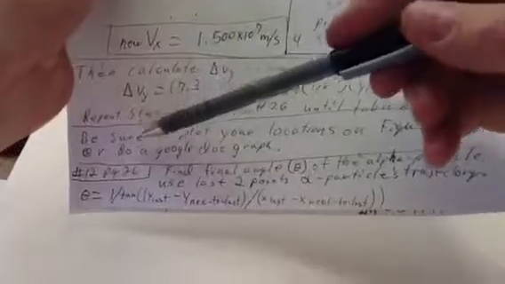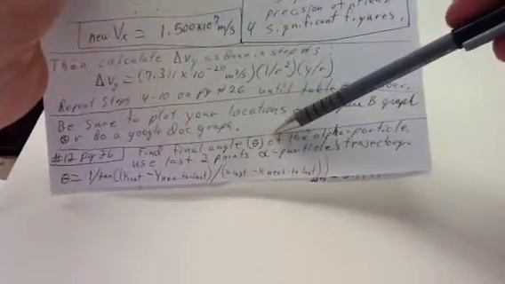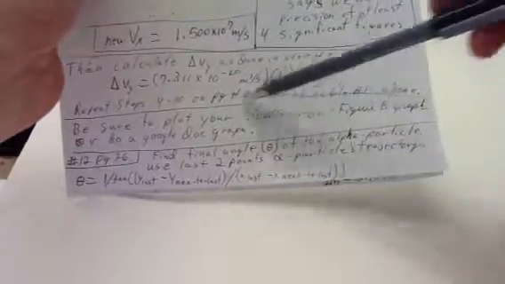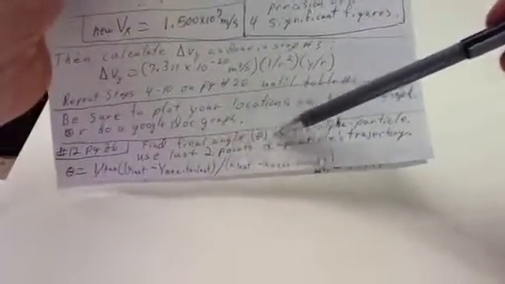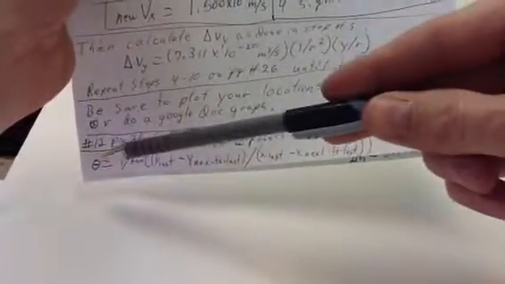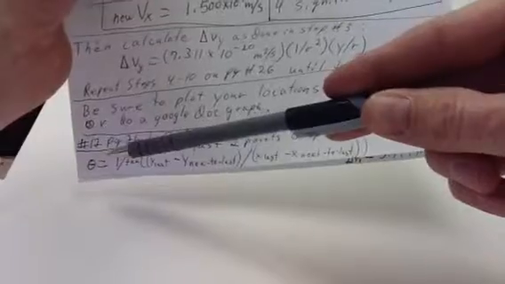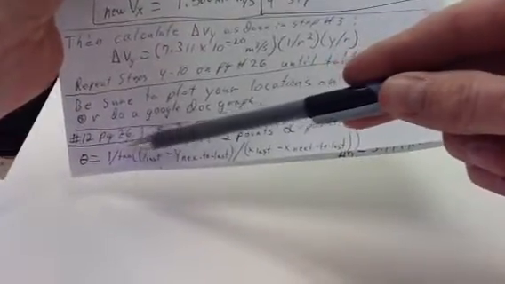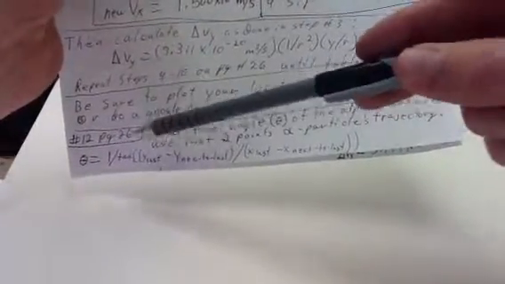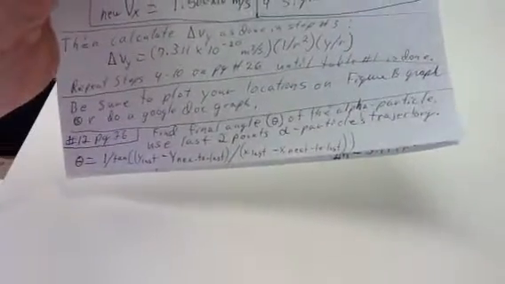And then number 12 on page 26: find the final angle theta of the alpha particle. Use the last 2 points of the alpha particle's trajectory. Now I'm calling it theta, but it means something; I apologize, I've just now forgotten. But anyway, it equals this long fun little equation on page 26, number 12. See if you can figure that out, and we'll talk more later.